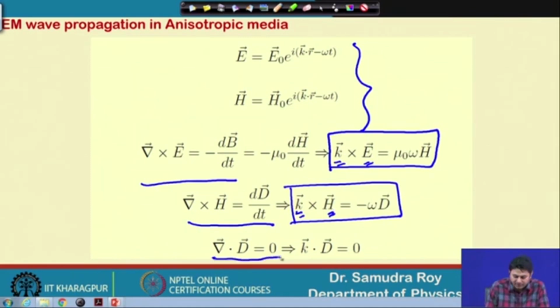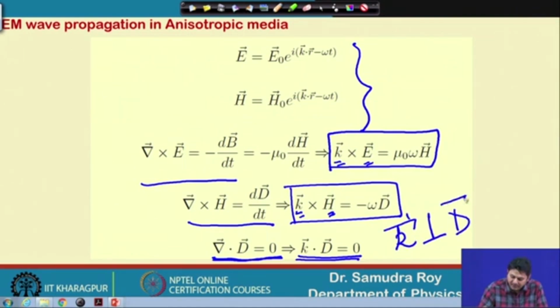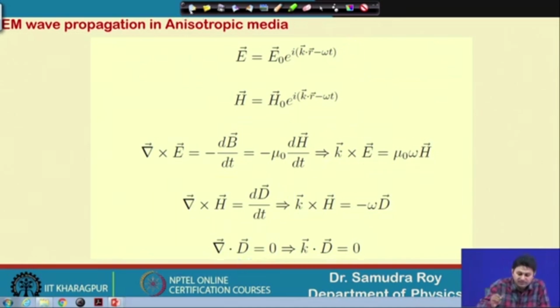Another equation is the first Maxwell's equation we have. From this Maxwell's equation we have a very important outcome: k and D are related by k dot D equal to 0, that means k and D are perpendicular. So, the k vector is perpendicular to D. So, we have a few pieces of information.